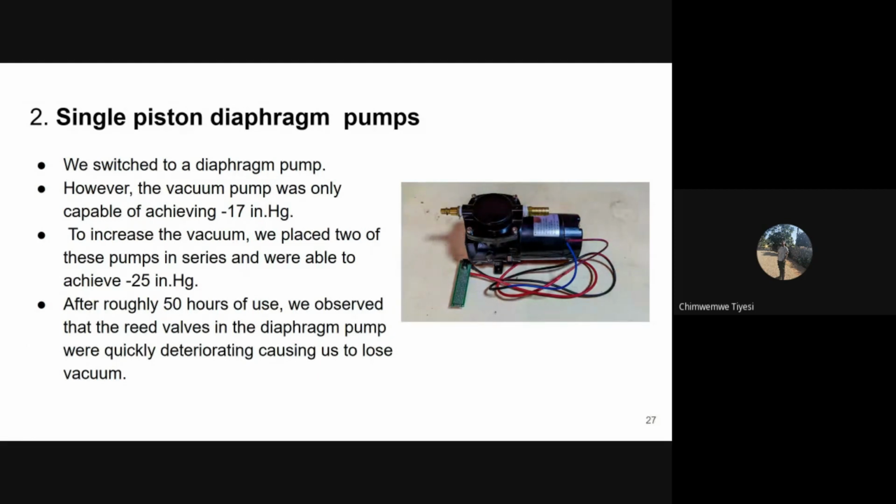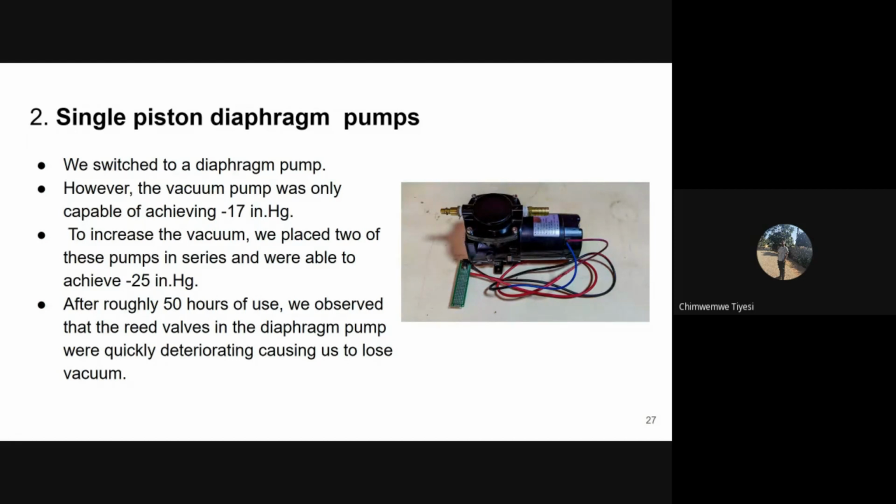So this is the time when we went to a single piston diaphragm vacuum pump. We switched to a diaphragm pump. However, this pump was only capable of achieving minus 17 inches of mercury. So we needed up to maybe minus 27.5 or up to minus 29 inches of mercury. So to increase the vacuum, we placed two vacuum pumps in series, and we were able to achieve minus 25 inches of mercury.